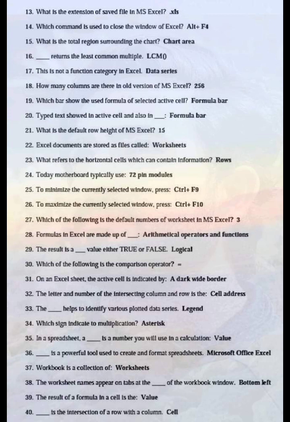Formulas in Excel are made up of arithmetic operations and functions. The result is 3. Dash value is either true or false, called logical. Which of the following is a comparison operator? Equal. On an Excel sheet, the active cell is indicated by a dark border. The letter and number of intersecting columns and rows is the cell address.